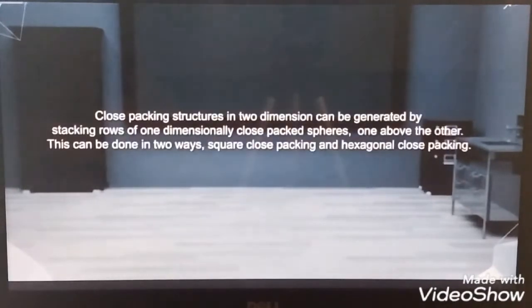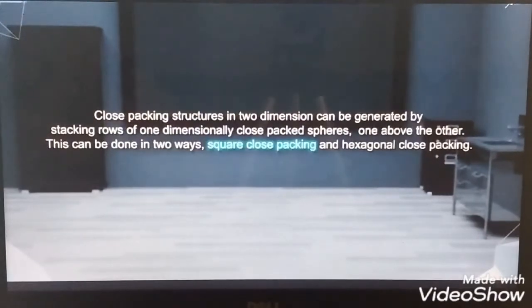Close packing of spheres in 2 dimensions. Close packing structures in 2 dimensions can be generated by stacking rows of 1-dimensionally close packed spheres one above the other. They can be done in 2 ways: square close packing and hexagonal close packing.